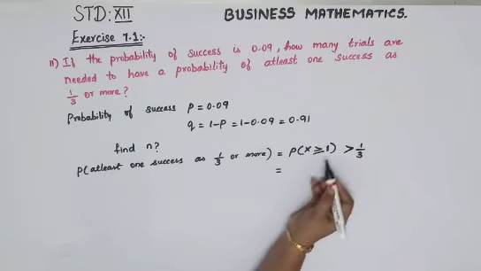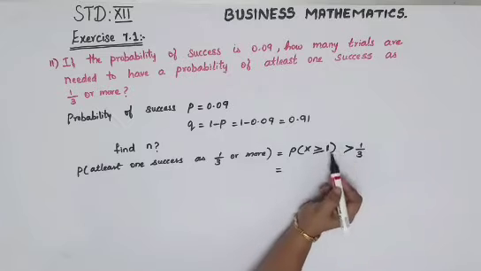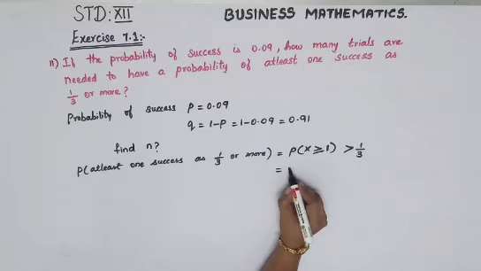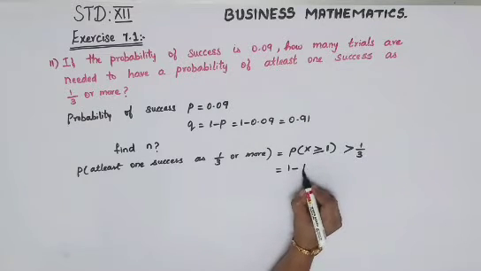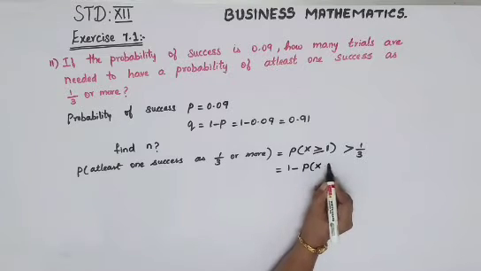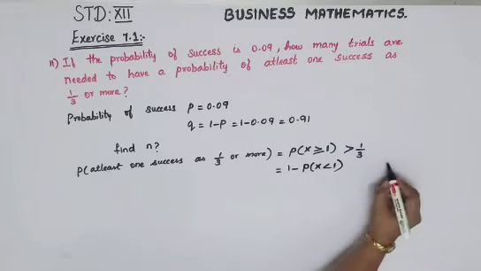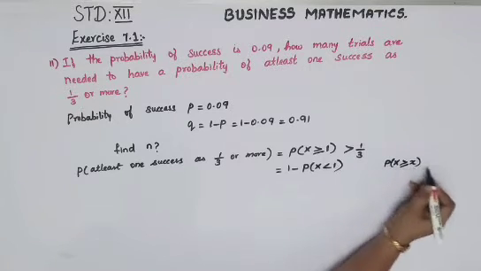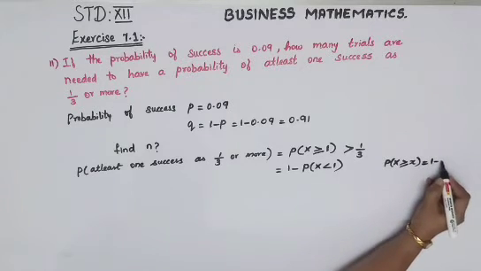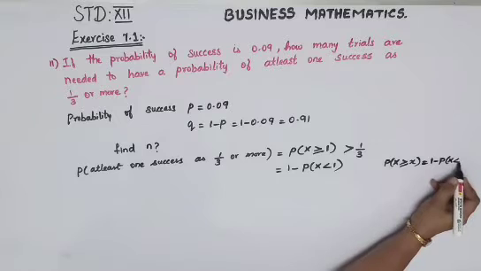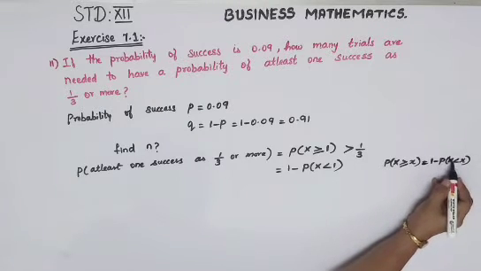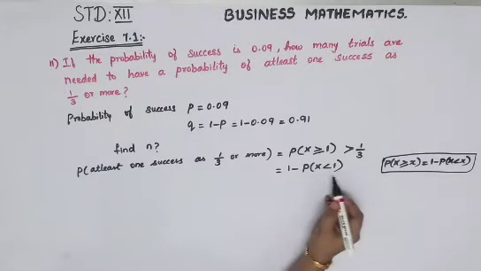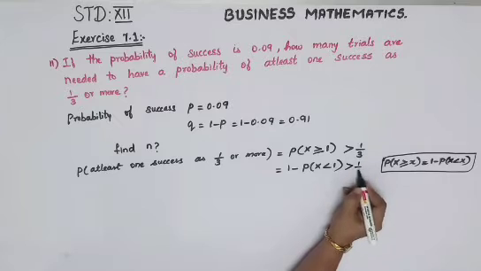Here from 1 the upper limit we don't know, so it can go up to infinity also. So what I am going to do is use a property: P of X is greater than or equal to small x can be converted into 1 minus P of X is less than small x. So this is capital X and this is small x. You can use this property and convert this, so that is greater than 1 by 3.